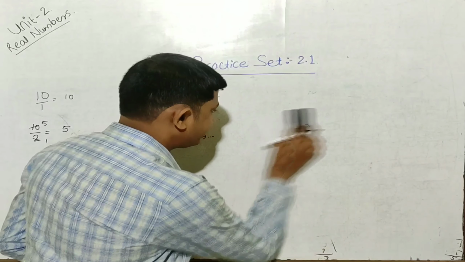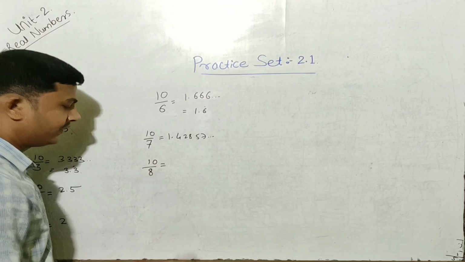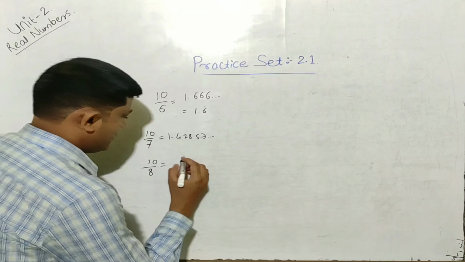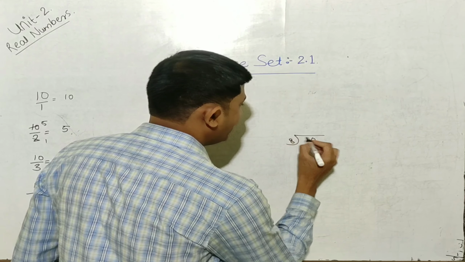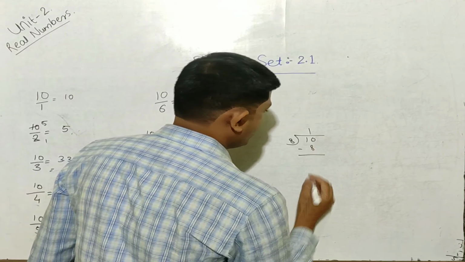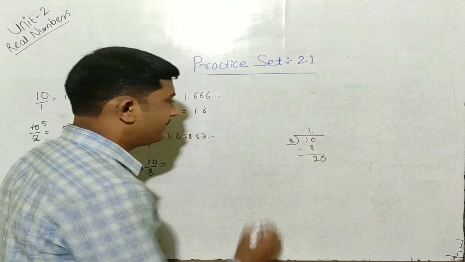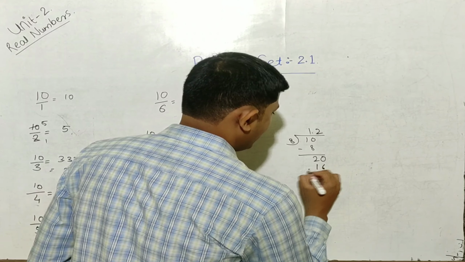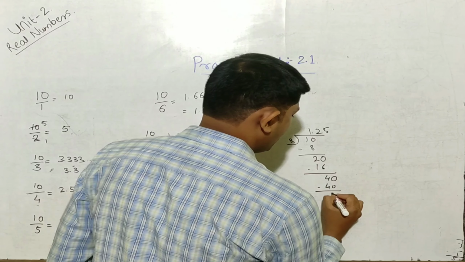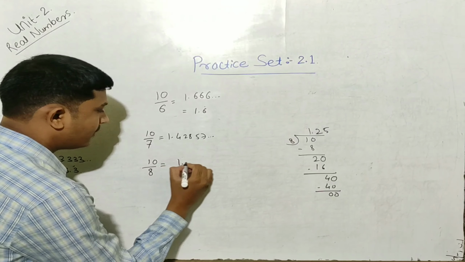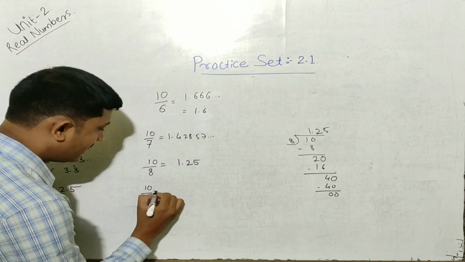Then the next number is 10 divided by 8. Here 8 ones are 8, remainder is 2. Take 10, give the decimal point here. 8 2s are 16, remainder 4. Take 10, 8 5s are 40. 40 minus 40 is equal to 0, that is 1.25.